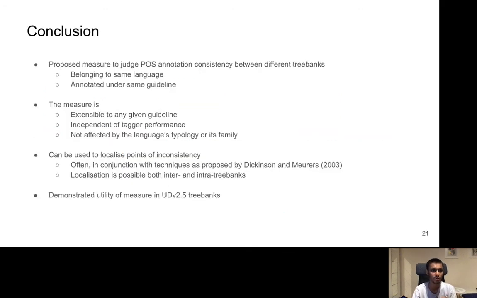So in conclusion, we propose a measure to judge POS annotation consistency between different Treebanks that belong to the same language and which are annotated under the same guideline. The measure can be extended to any given guideline and it's independent of the tagger performance, since there is no tagger being used. It's not affected by the language typology or its family either, because we are comparing Treebanks of the same language. We can also use it to localize points of inconsistency in conjunction with techniques such as Dickinson and Meurers, like in the previous example, and the localization is possible both inter and intra Treebanks.